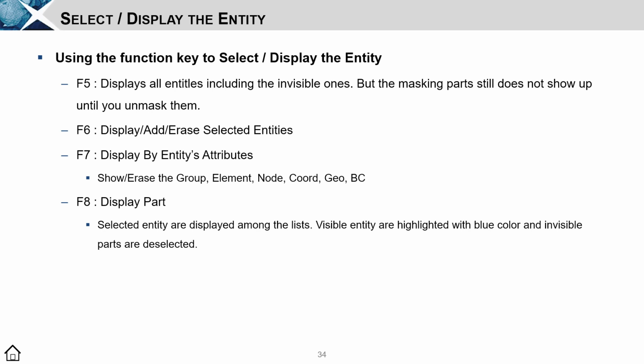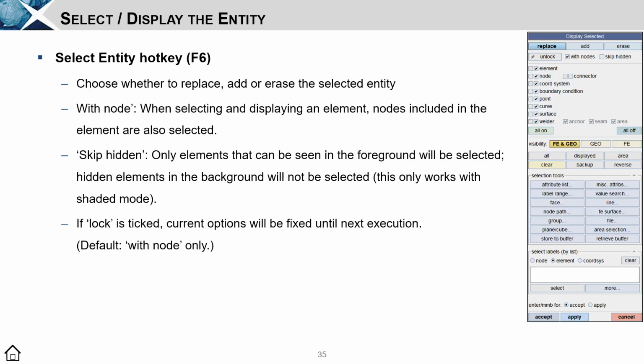Function 7 is used to specify various characteristics of the entity and display it. Use function 8 to display through the entity's part-by-part attributes. If you press F6, you can see this function. This is the same function as the plot and erase of Patran.